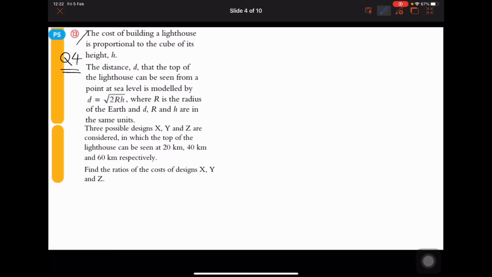Question 4. The cost of building a lighthouse is proportional to the cube of its height, h. So just by looking at that first sentence, I'm going to write C equals K h cubed. The distance that the top of a lighthouse can be seen from a point at sea level is modeled by this equation, where r is the radius of the Earth and d, r, and h are in the same unit. So one thing I notice about r here is that it's a constant.